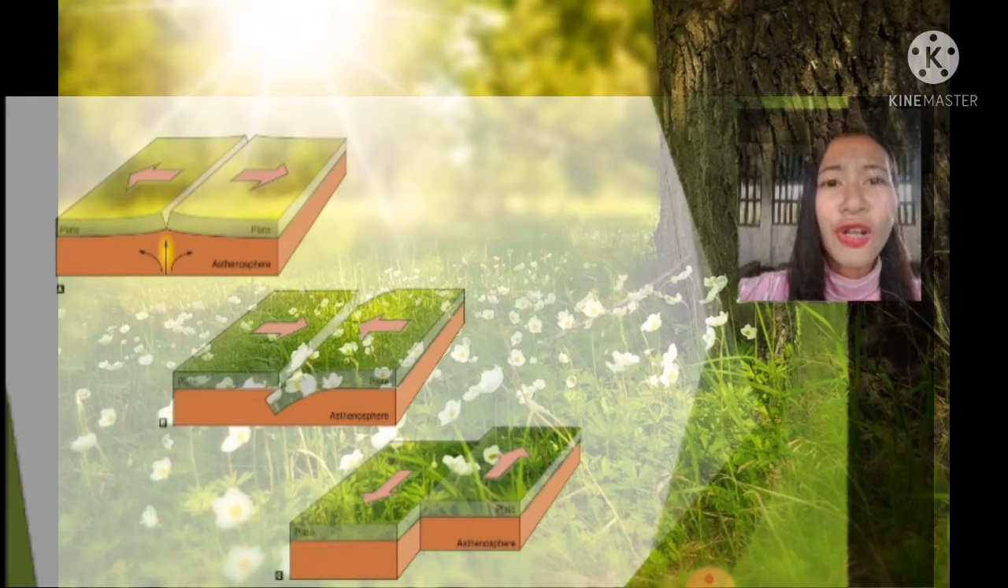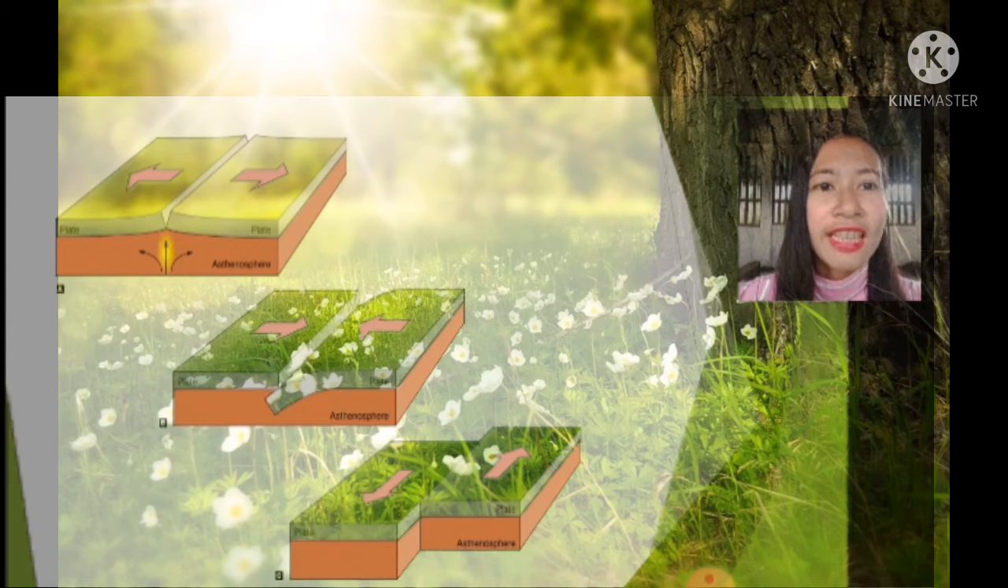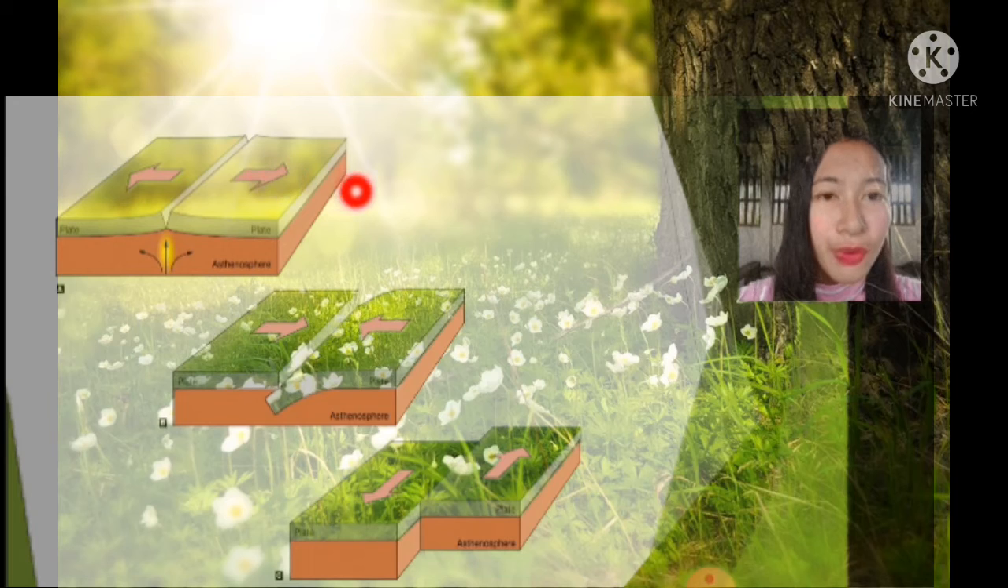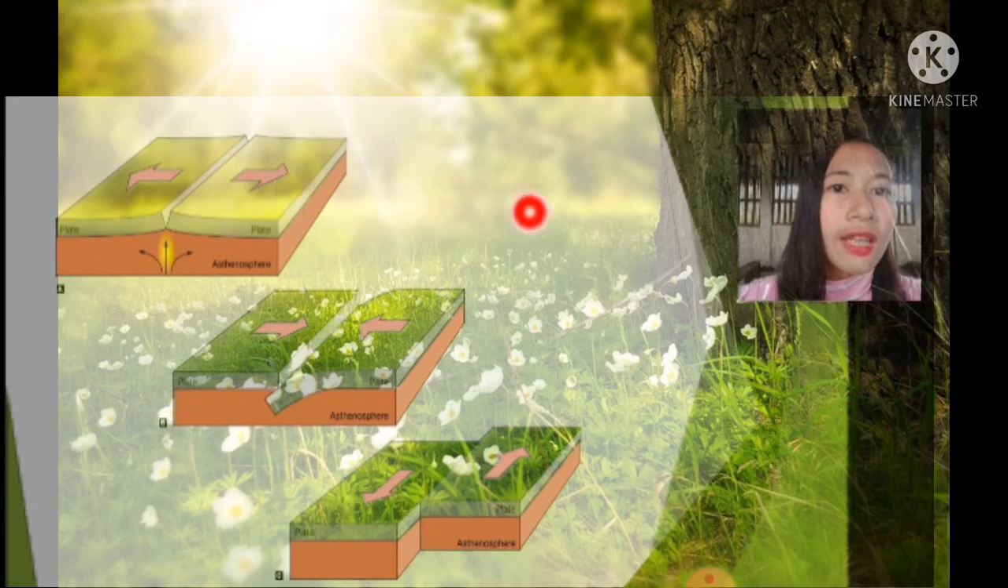So, as a sort of review, the first one, this one, is a divergent boundary because the two plates are moving away from each other. Look at the arrows. They are moving away from each other. The first arrow is moving to the right side and the second arrow is moving to the left side.